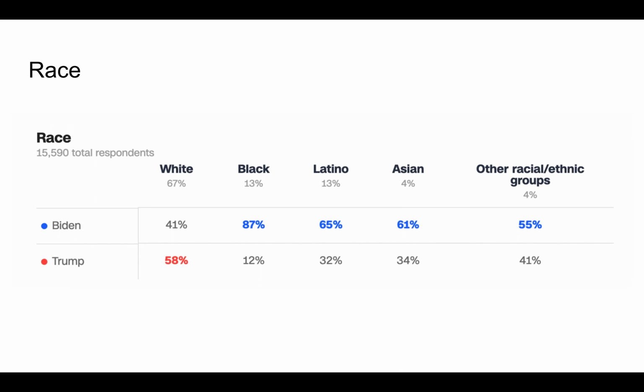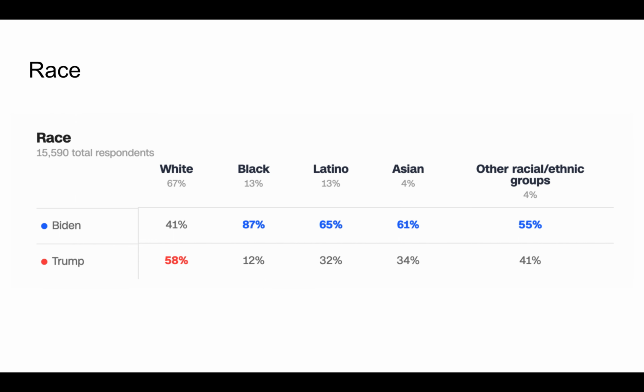Democrats, however, get a lot of their support from minority voters. They won black voters, the second largest bloc of voters in 2020, by a substantial 75 percentage points. They also won Latino voters by 33 percentage points, Asian voters by 27 percentage points, and other racial / ethnic groups by 14%. And overall, minorities make up about 1/3 of the electorate in the United States. And Democrats won those voters by about 45% in 2020.